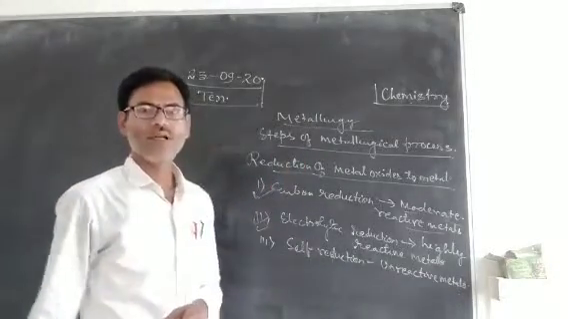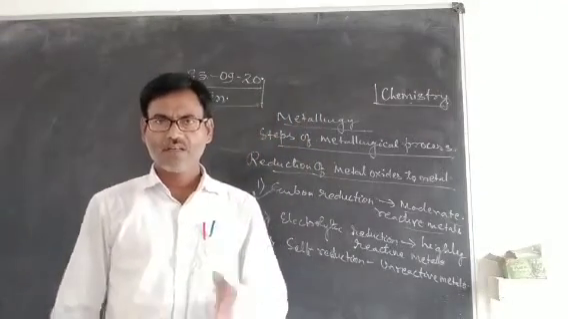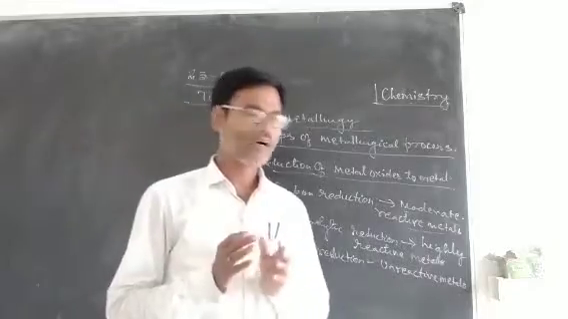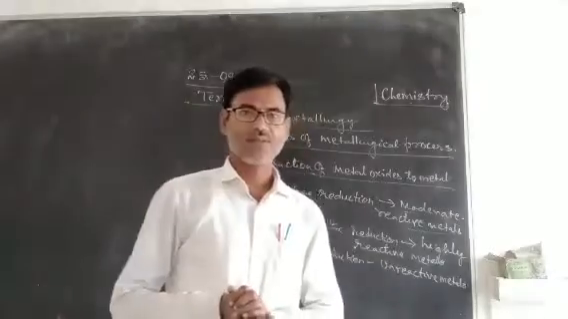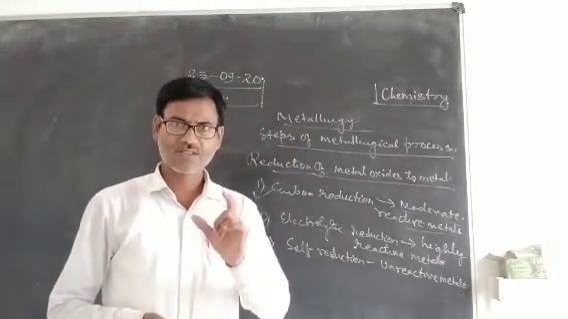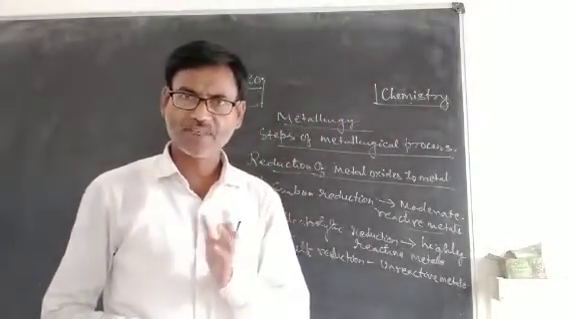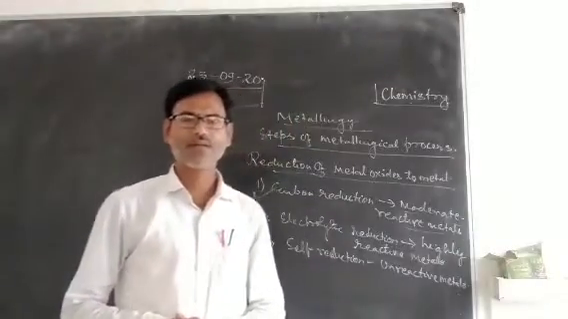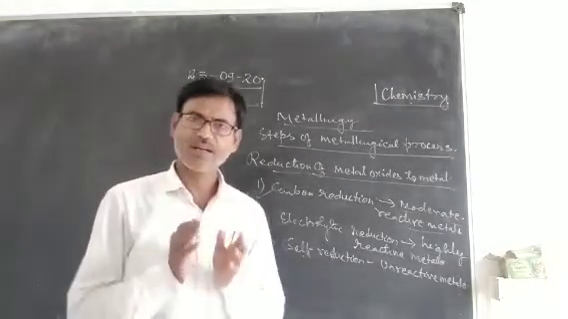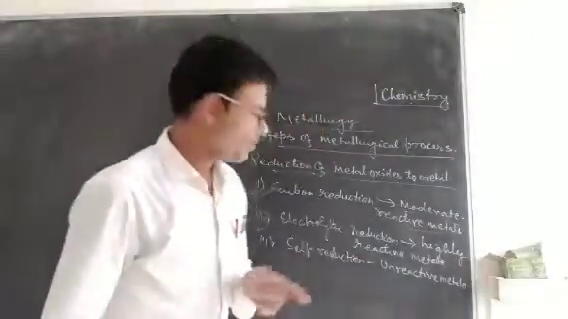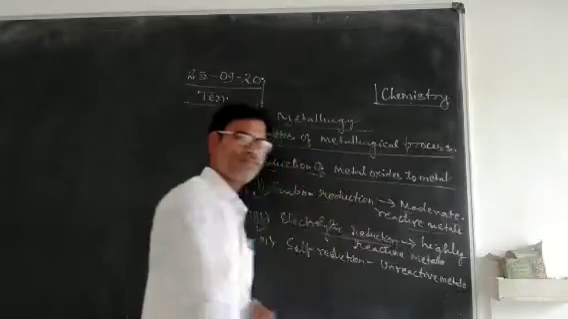Second one is electrolytic reduction. By this method, highly reactive metals, meaning highly electropositive metals, the metals which stand first in the reactivity series, like lithium, sodium, calcium, magnesium, etc. Highly reactive metals, their oxides are reduced to metal by the process of electrolysis, called electrolytic reduction.